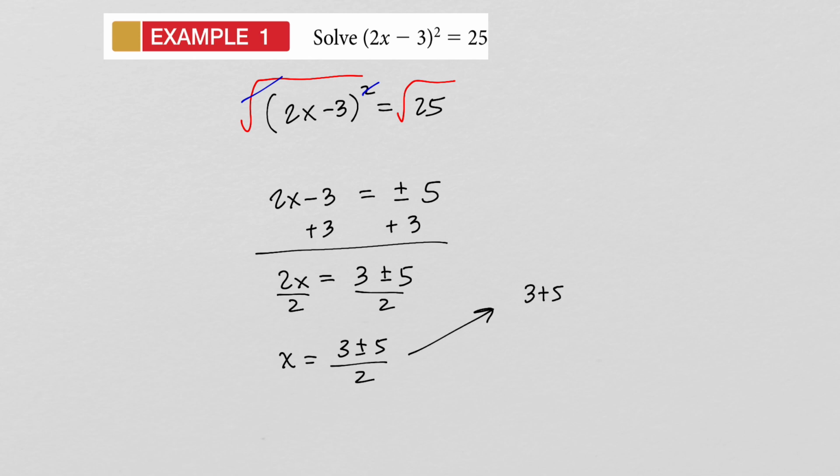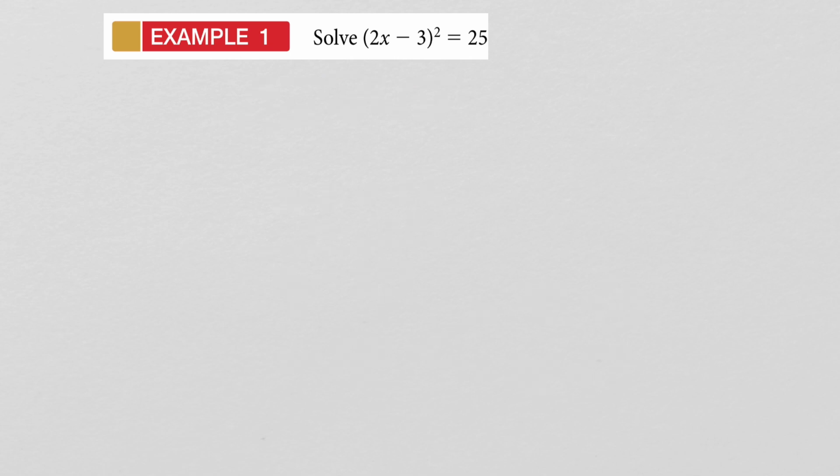3 plus 5 divided by 2, which is 4, and 3 minus 5 divided by 2, which is negative 1. So we get two solutions. Now, it is true that if you use the square root property, you could have gotten here a little bit faster, right? So we could have simply said, well, we know that 2x minus 3 either equals the square root of 25 or 2x minus 3 equals negative square root of 25.